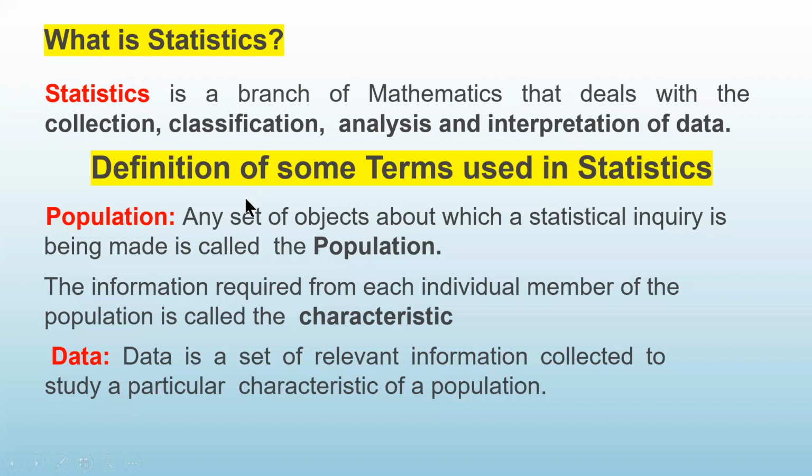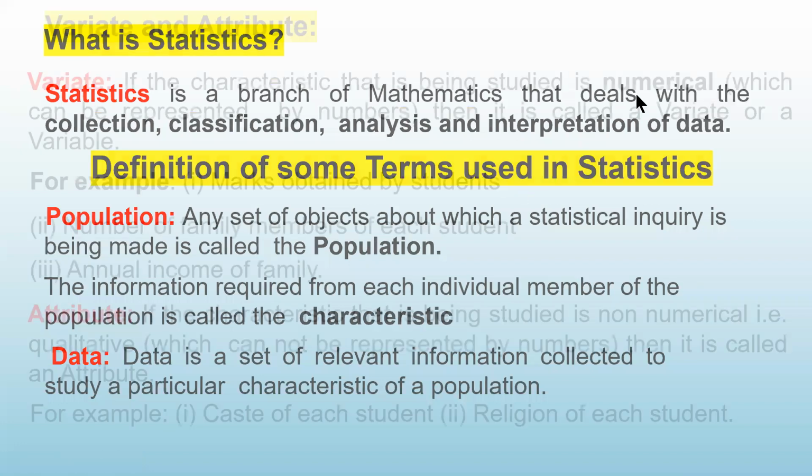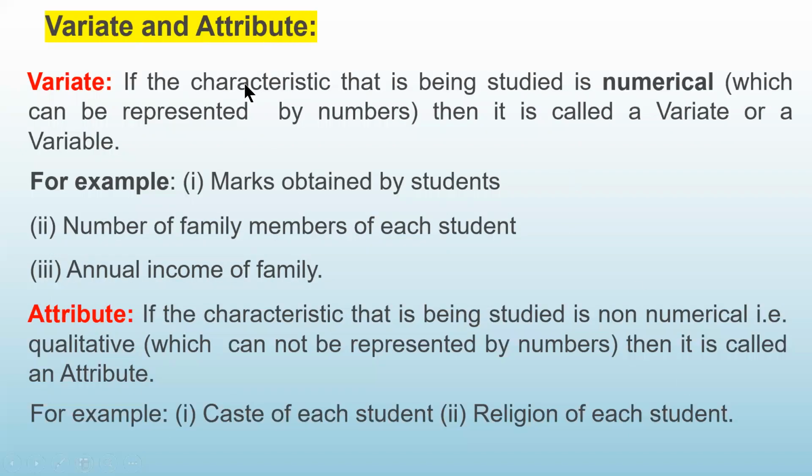Then some terms which we have studied: population, characteristic and data. Population क्या है? Any group of people जिसके बारे में आपको स्टडी करना है. जैसे कि स्टूडेंट्स जो फर्स्ट ईयर बीकॉम में एडमिशन लेने वाले हैं, तो इनके बारे में मुझे स्टडी करना है. तो that is my population. ठीक है. Then characteristic में उनके बारे में मैं क्या information ले रही हूँ, that is the characteristic. डेटा क्या है? Data is the set of relevant information which I am collecting from the people in the population. So that is the data. It is the group of information which is collected.